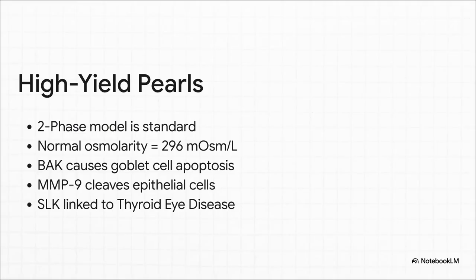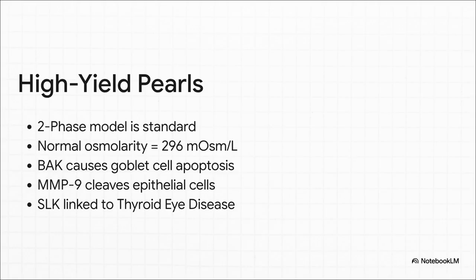All right, let's finish up with a rapid-fire review of your absolute highest yield testable board pearls. You need to lock these into your long-term memory. Number 1, the 2-phase model of the tear film is the modern standard, mucoaqueous and lipid. Number 2, normal tear osmolarity is 296 plus or minus 10 milliosmoles per liter.